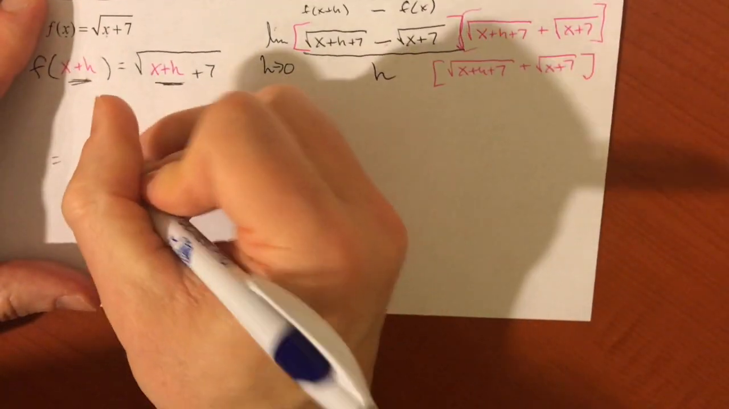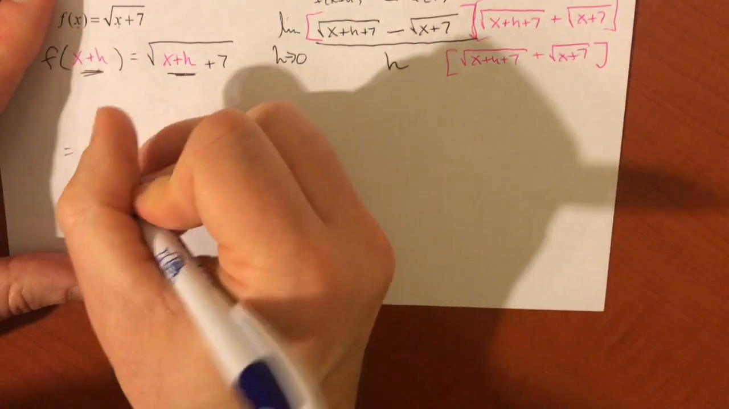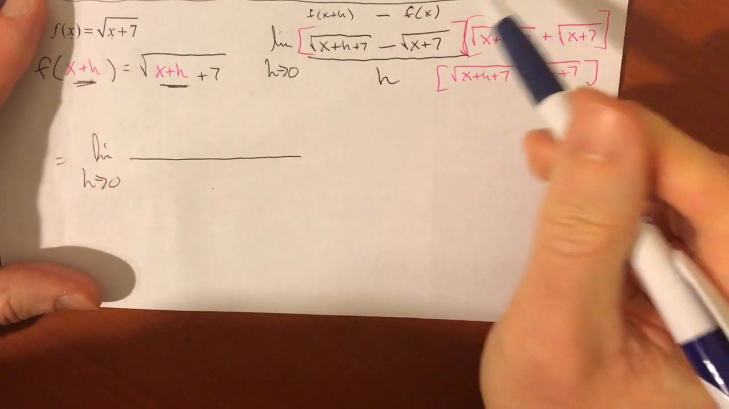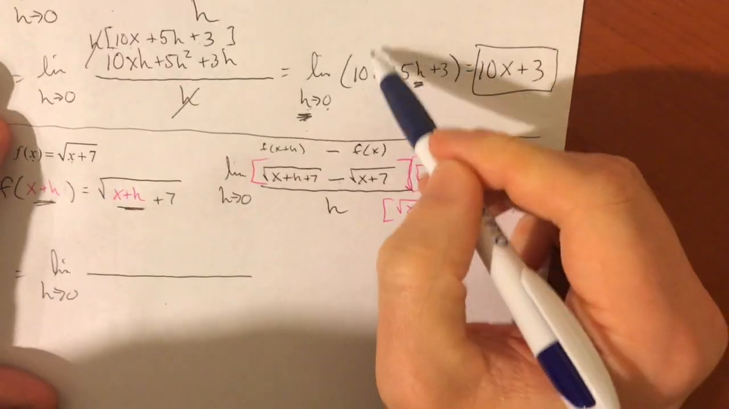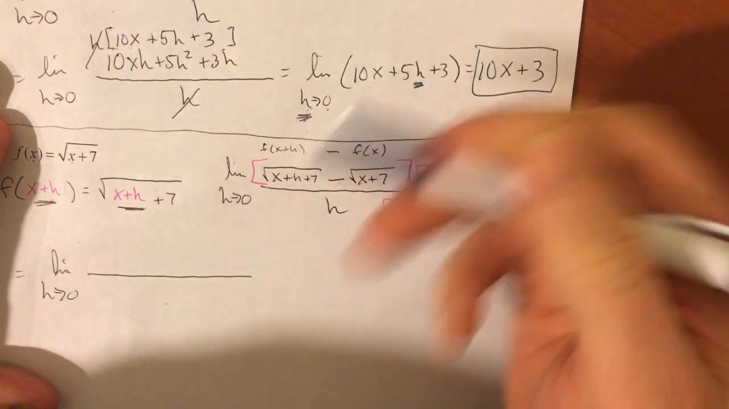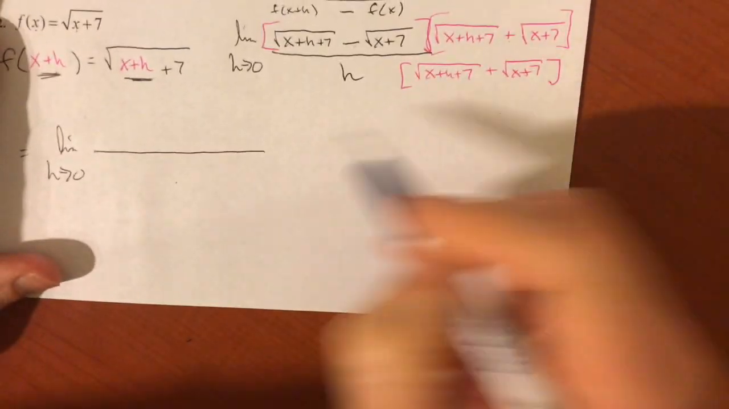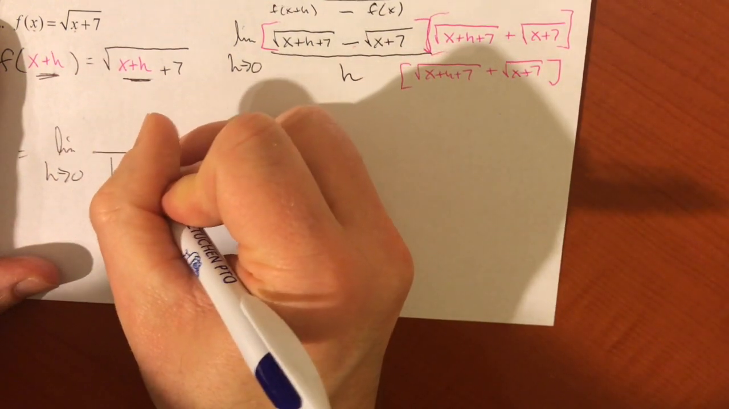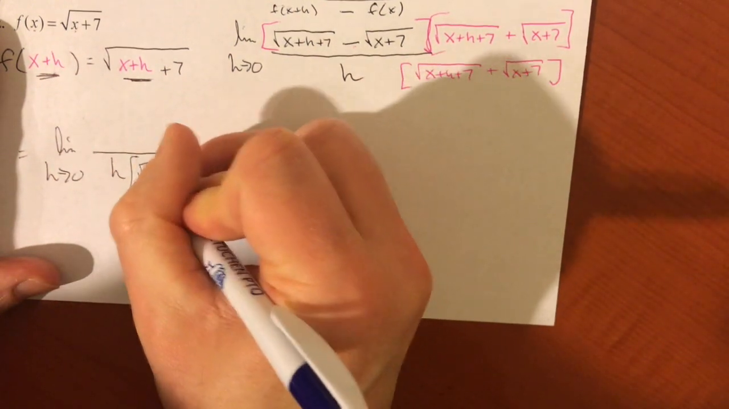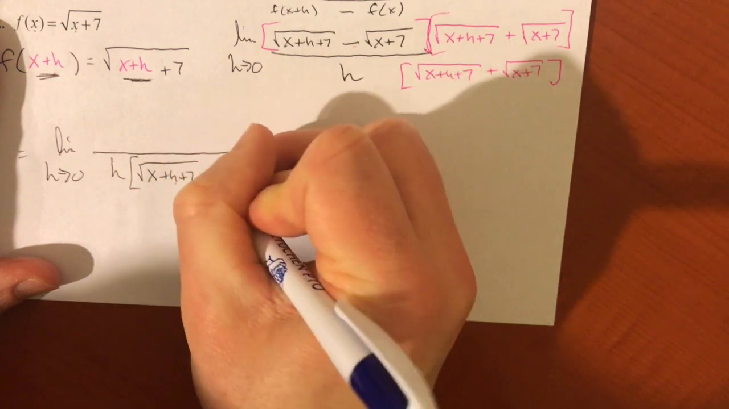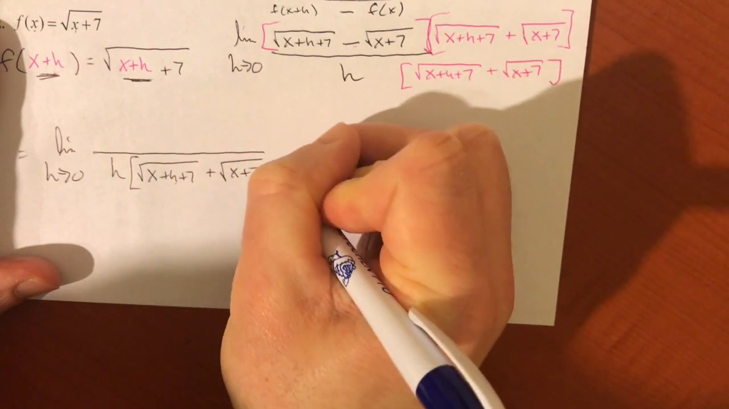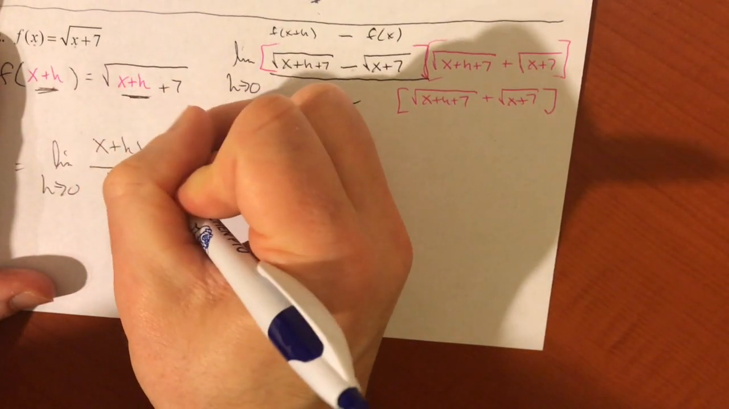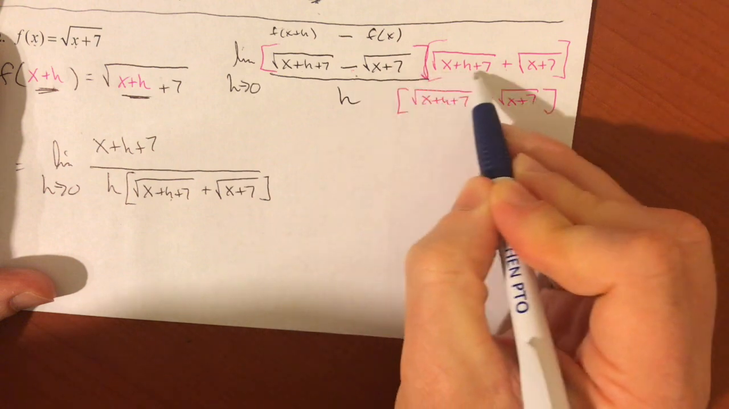And so we have the limit as h approaches 0. And really, you could evaluate the whole thing if you wanted and simplify, and then throw the limit in at the very end. I'm just sort of keeping it out in front as I do all my simplifying. In the denominator, I've got h times the square root of x plus h plus 7 plus root x plus 7.